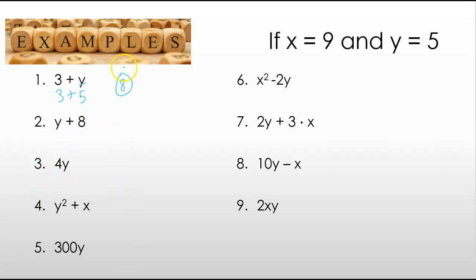All right, let's look at a multiplication one. So I have 4 times y, so that would be 4 times 5, and you can use any type of multiplication symbol you want. I do personally like the parentheses, but you could just use regular multiplication if you want to. 4 times 5 is 20.